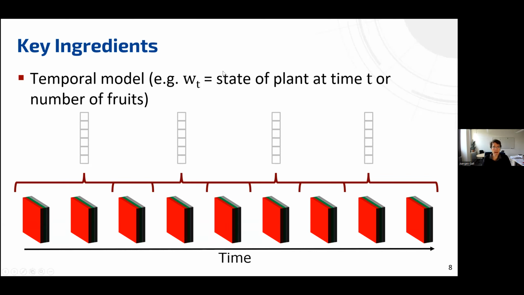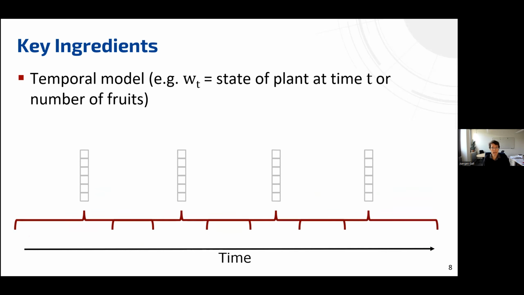So this can be anything like a state of the plant. For instance, if there is some disease or not, but it can also be a quantity, for instance the number of fruits, the height of the plant, any kind of parameters we want to estimate over time.